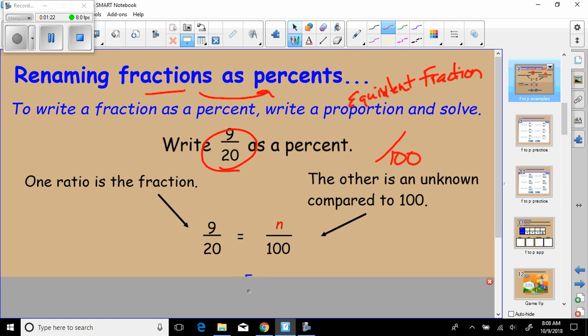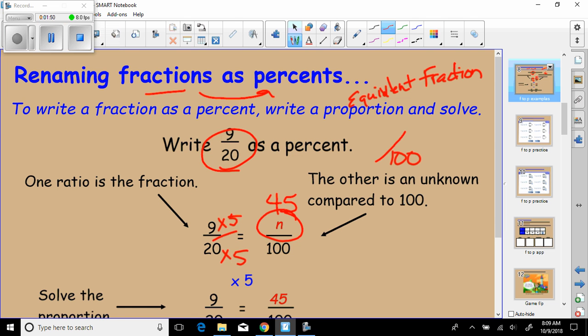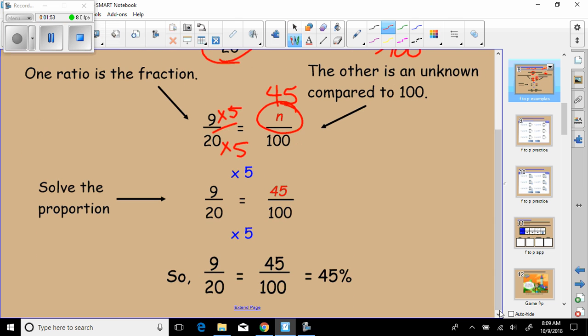One, since we're trying to find the missing numerator here, what multiplied to 20 equals 100? Well, you can count on your fingers, 20, 40, 60, 80, 100, it gets you 5. So when you multiply 5 to the denominator, you also have to multiply 5 to the numerator. 9 times 5 is 45. So 9/20ths equals 45/100ths, which equals 45%. Okay?